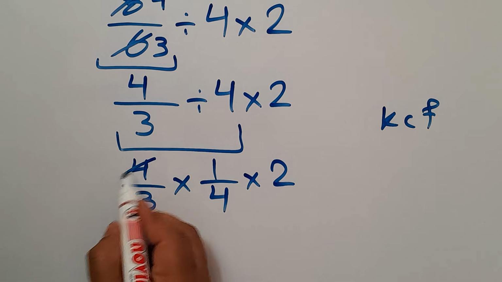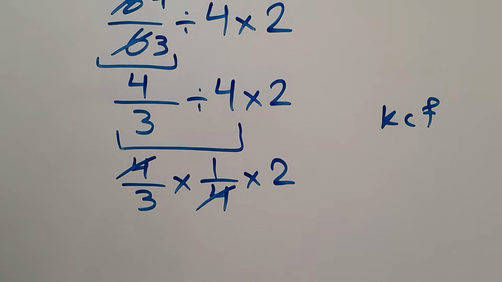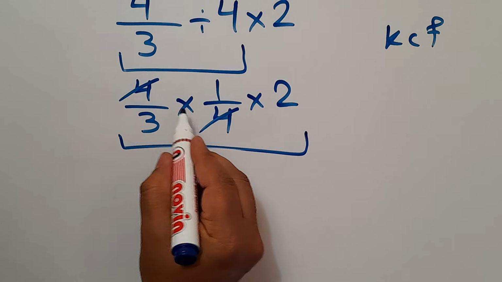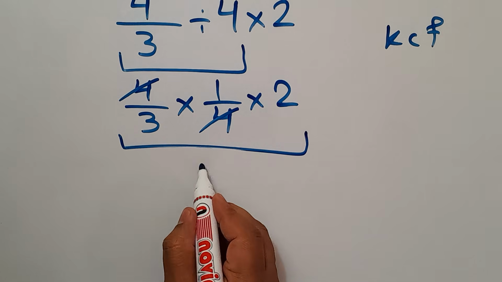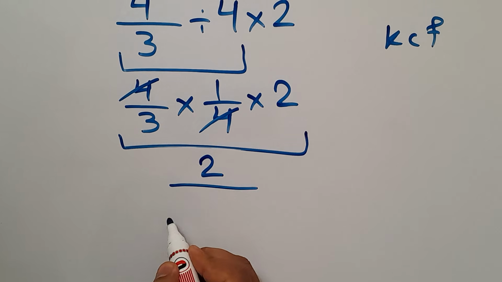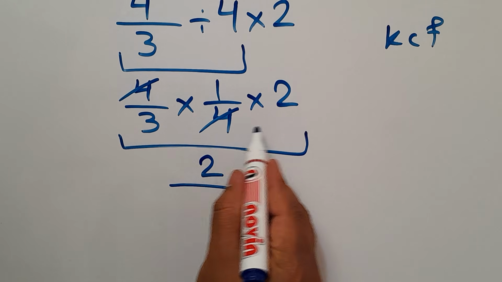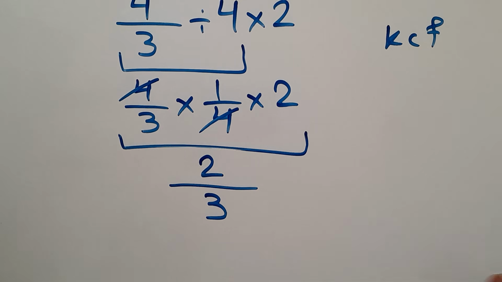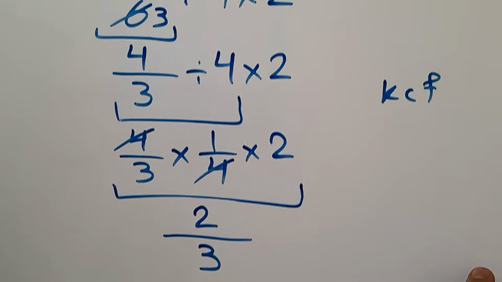Okay, so we can write 4 over 3 then times 1 over 4 and times 2. We can easily cancel this 4 and this 4. So we have 1 times 1 times 2, which equals 2, over 3 times 1 times 1, which equals 3. So therefore, our final answer to this problem is just 2 over 3.